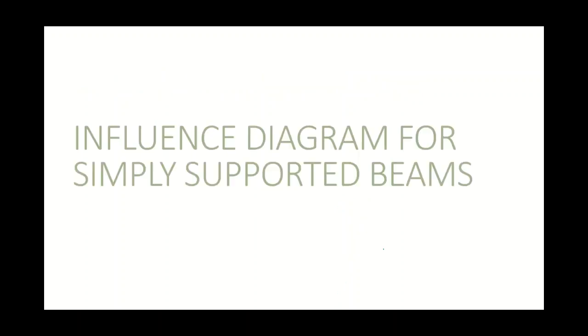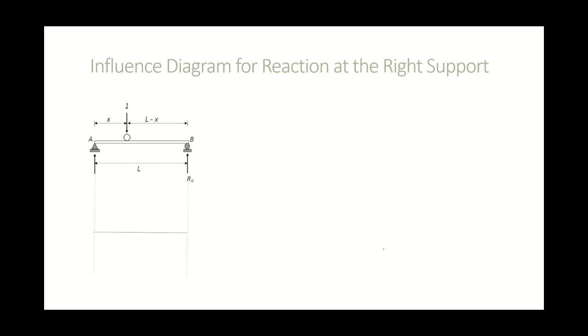Okay, now, influence diagram for simply supported beams, because we have two types: simply supported and cantilevered beam. For a simply supported beam, in this example, what is the influence diagram for the reaction at the right support? Our right support is RB. If you will notice, this is in terms of X, a variable, because the moving load is a unit load of 1. So we should use X here. Compute for RB in terms of X by taking moment at A.